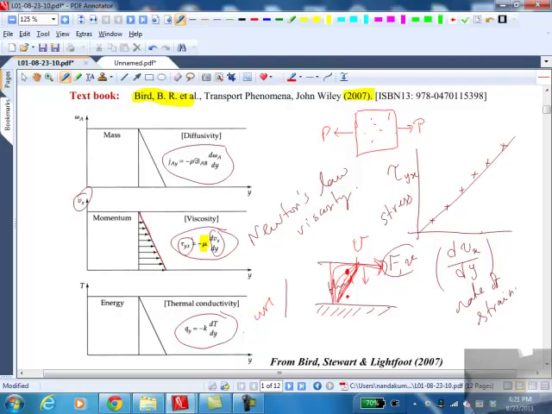So you can ask the question, is that explainable from a molecular point of view? The linearity. From the molecular point of view, you can argue that the velocity should decrease. Why should it decrease?